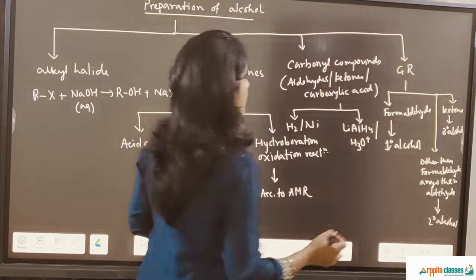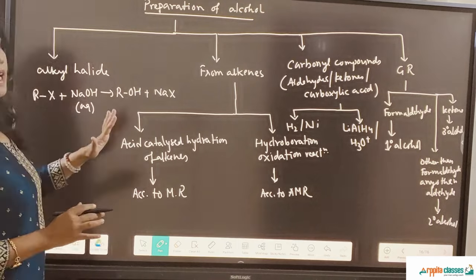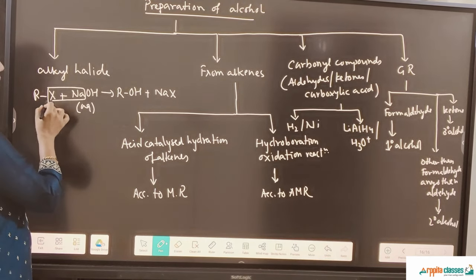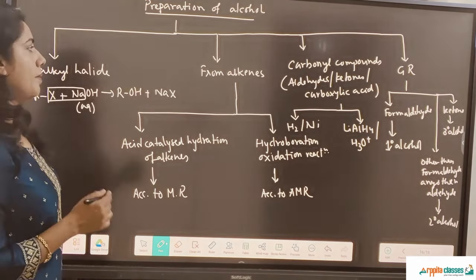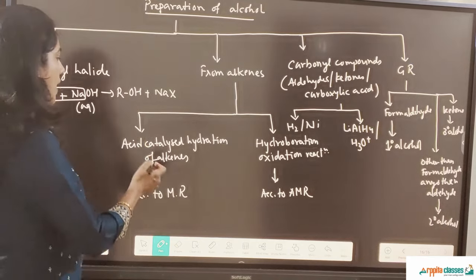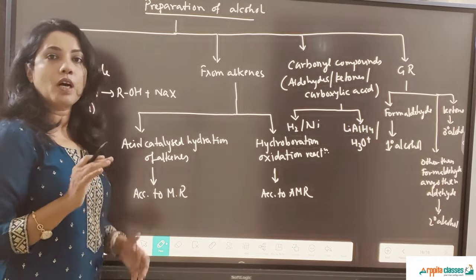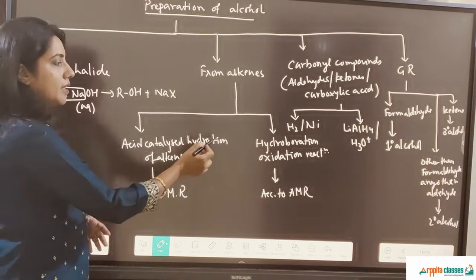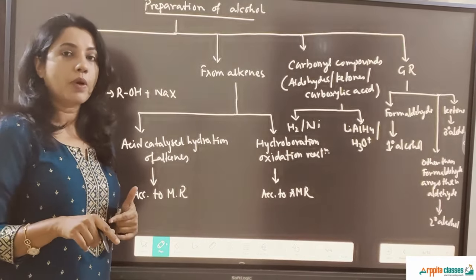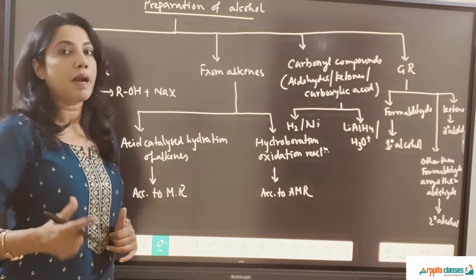Now the last part, that is a summary of the whole thing, that is the preparation of alcohol. So first preparation we did from alkyl halide. The reaction was RX plus aqueous NaOH, NaX will be coming out and we will be getting alcohol plus sodium halide. Second reaction was from alkenes. From alkenes we have used two different methods. One is the acid catalyzed hydration of alkenes, where according to Markovnikov rule the water addition is taking place. Another one is hydroboration oxidation reaction, where we are reacting the alkene with diborane, and there also the addition of water only is taking place, but that is happening according to anti-Markovnikov rule.